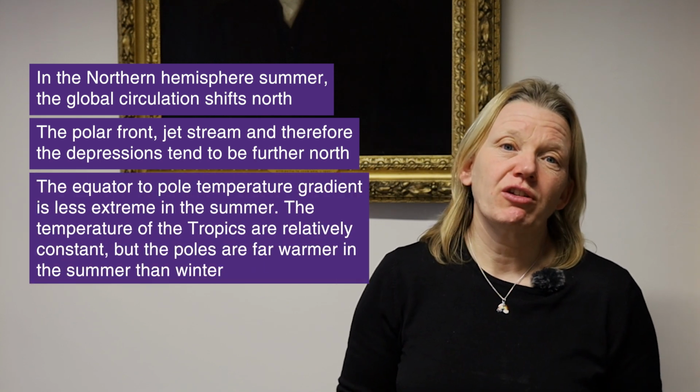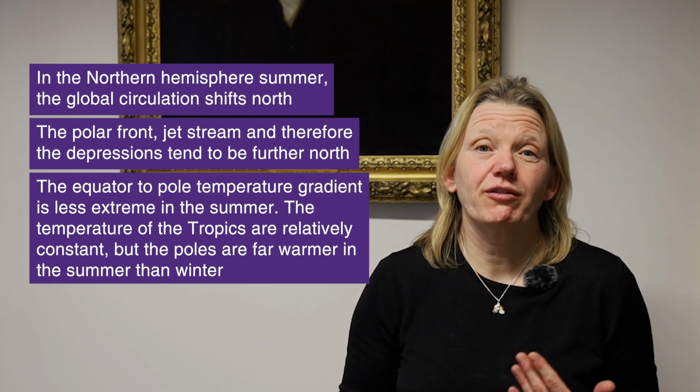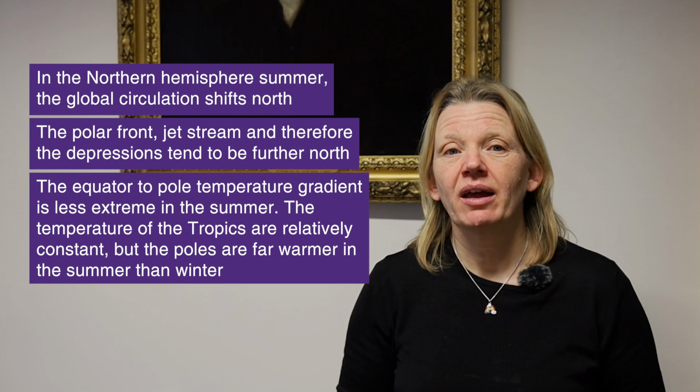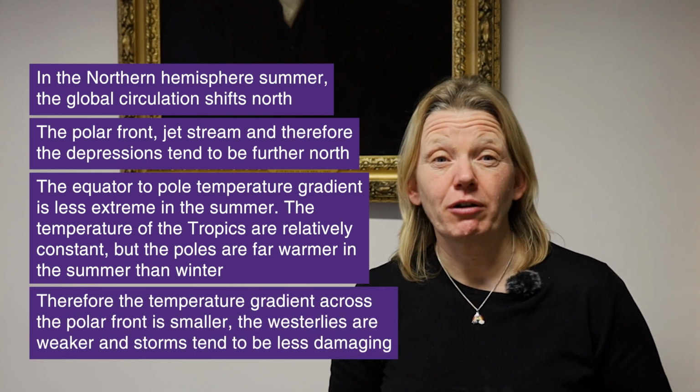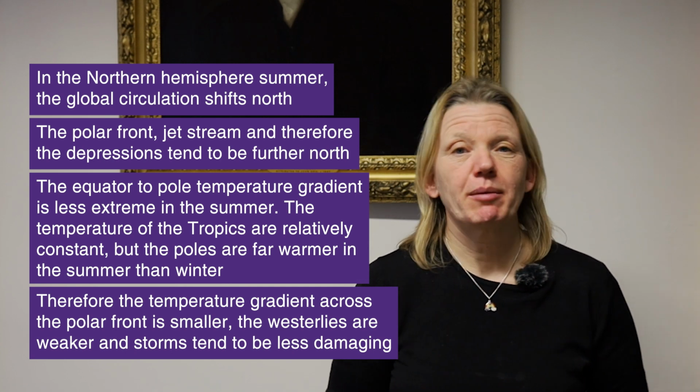In addition, the equator to pole temperature gradient is less extreme in the summer because the temperatures in the tropics are relatively constant through the year, but the poles are far warmer in the summer. Therefore, the temperature gradient across the polar front is smaller, the westerlies are weaker, and the storms tend to be less damaging.